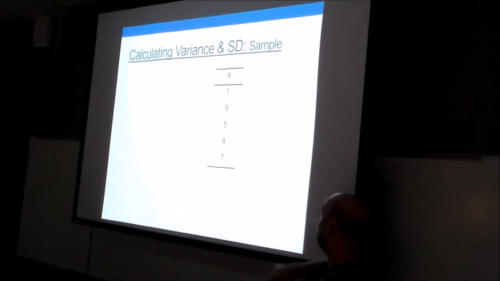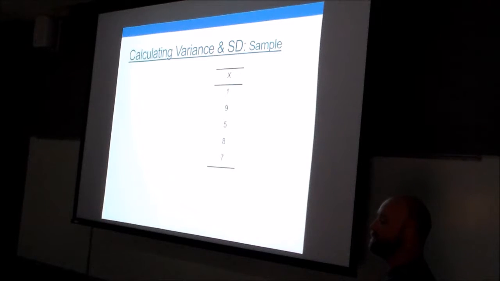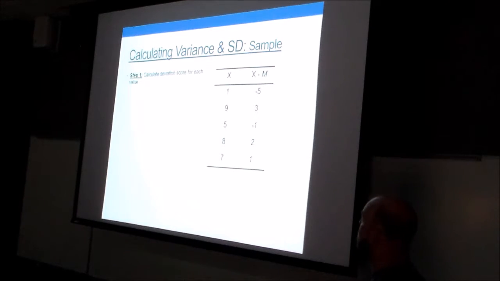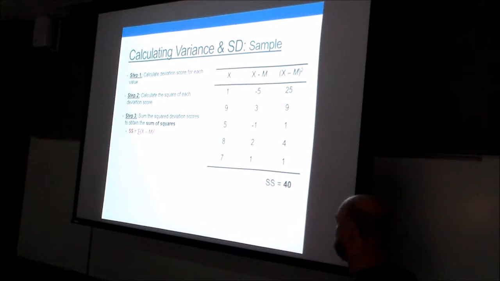So, calculating variance and standard deviation if we don't have access to the population, if we only have access to the sample. Same thing, we've got our scores. This time we don't have a population of 5 scores, we have a sample of 5 scores. We're going to calculate a deviation score. We're going to square the deviation score. We're going to sum up our squared deviations. To this point, we've made no changes. It's the exact same as if we were calculating this population parameter.